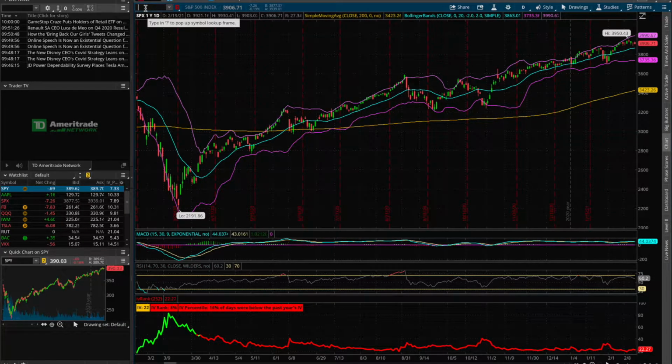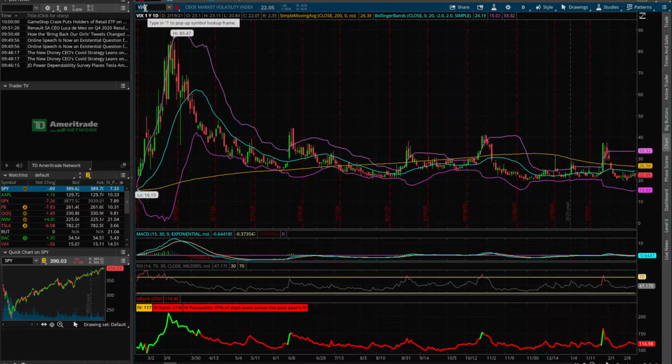The VIX is simply an index that tracks the implied volatility for the S&P 500. And so of course, as you can see right now, the current level of the VIX is right around 22%.